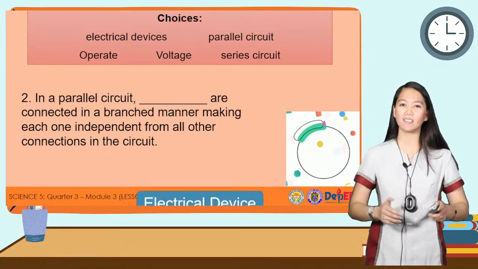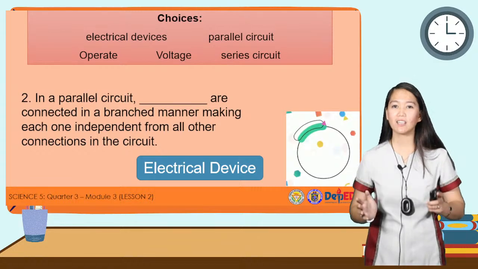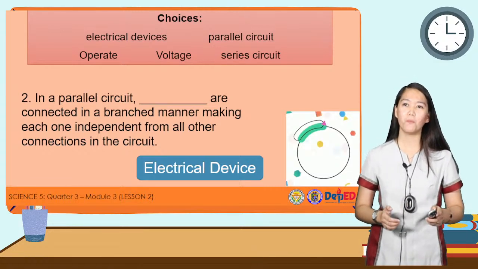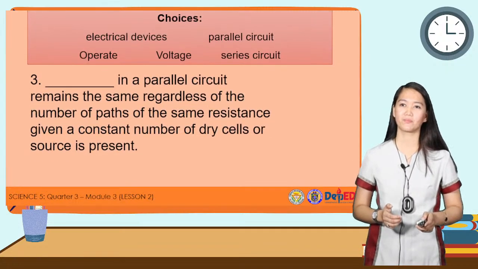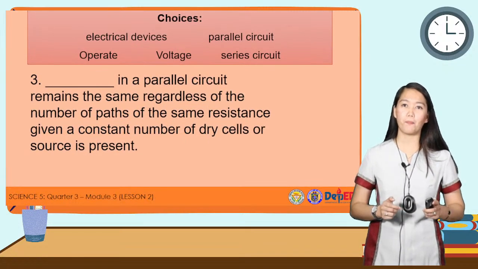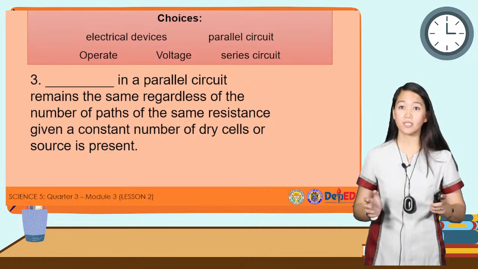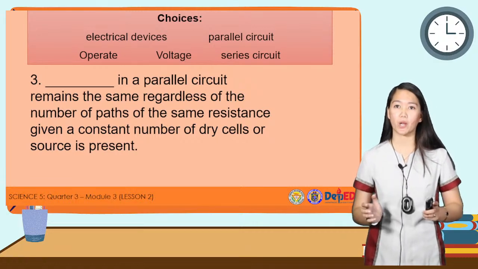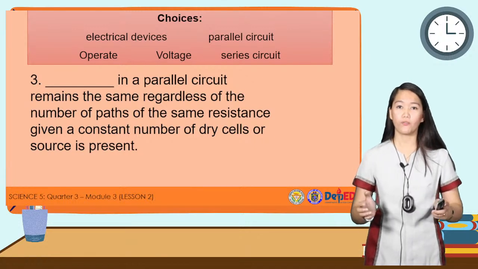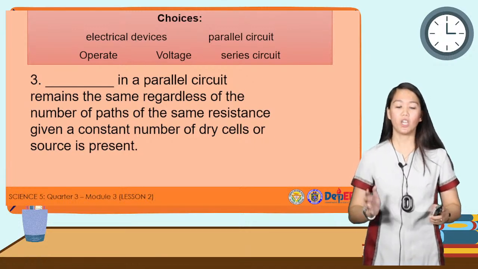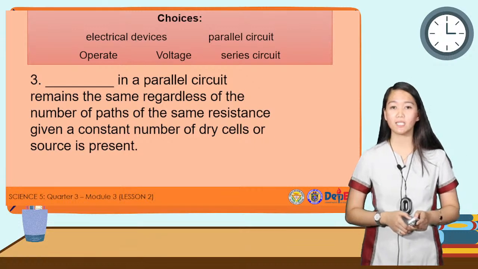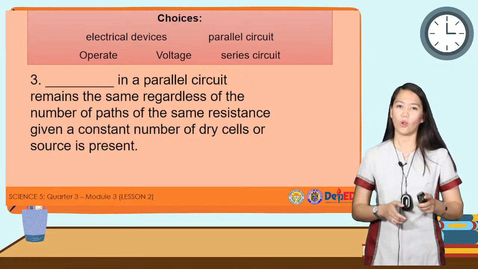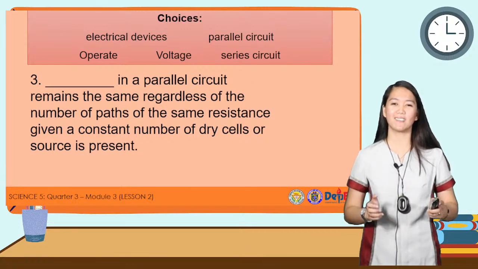Okay, the correct answer is electrical devices. Okay, how about the third one? Blank in a parallel circuit remains the same regardless of the number of paths of the same resistance, given a constant number of dry cells or source is present. Your time starts now.